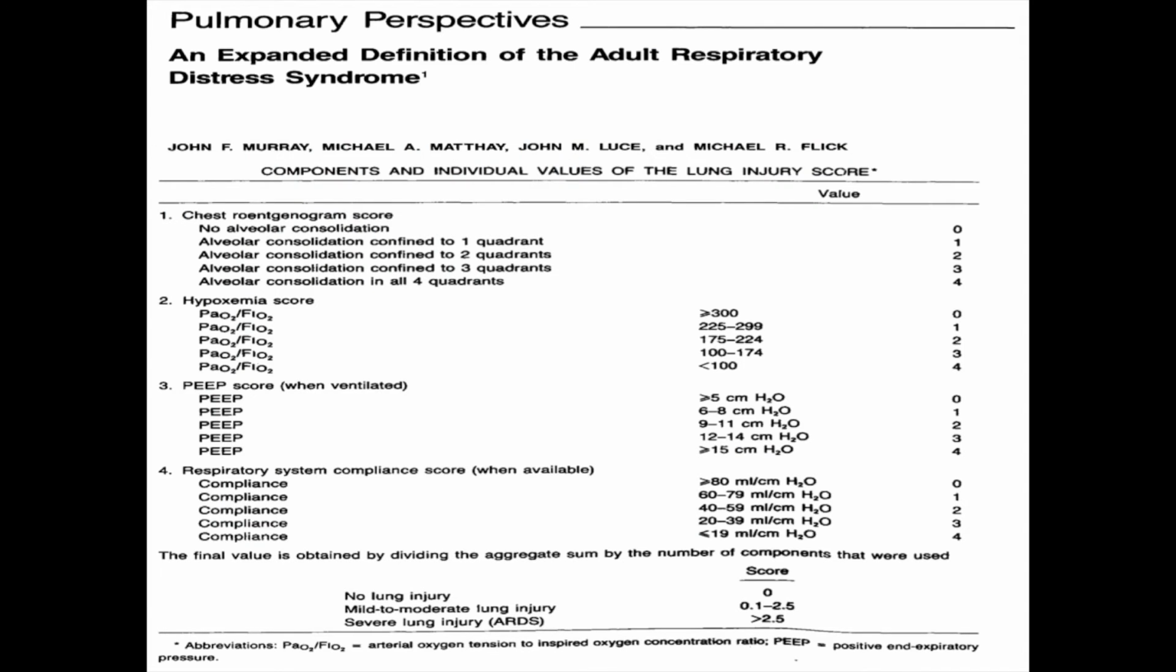Apart from these, there are scores. This is the score which was given by Murray in 1988. In this, they looked into the chest X-ray scoring, the hypoxemia scoring, PEEP scoring, and the compliance scoring. And this particular score has been used in the CESAR trial. So this is one thing which can be utilized in the trials.